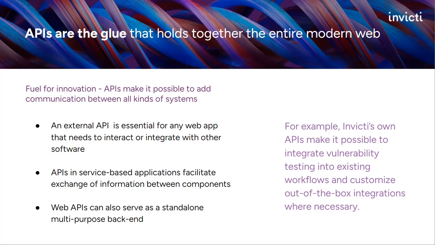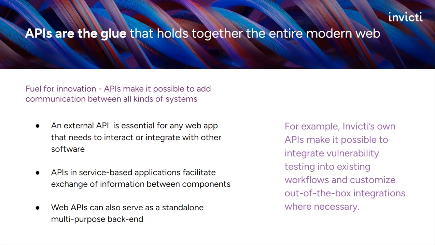For Invicti, as an example, our own API makes it possible for customers and partners to integrate vulnerability testing into existing workflows in the software development life cycles of our customers, or to provide customizations. I mean, this is an expected interaction with software today, and it makes software on the whole a lot more powerful.